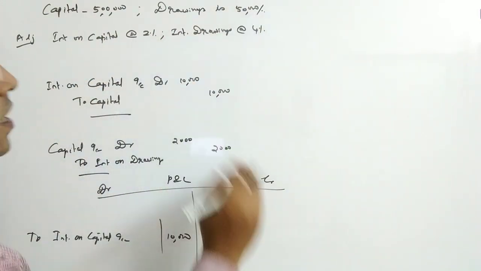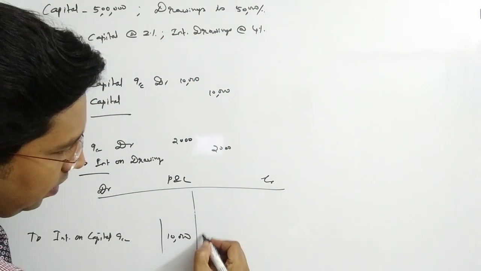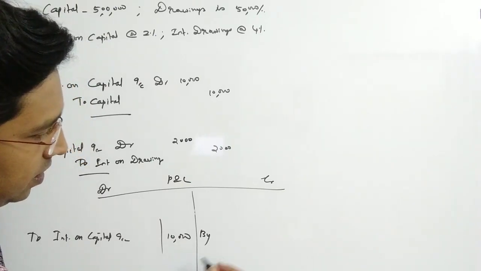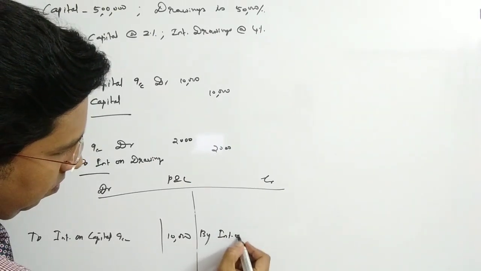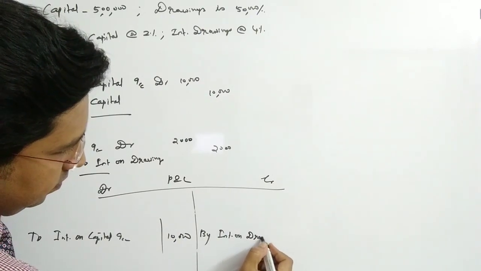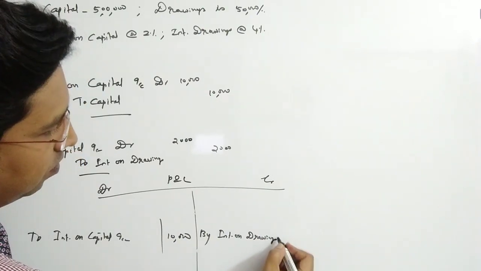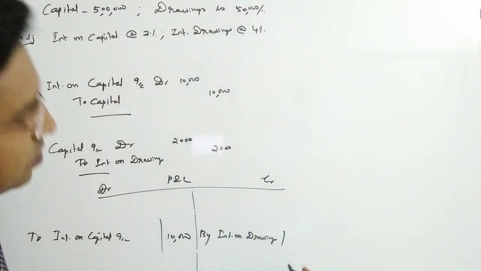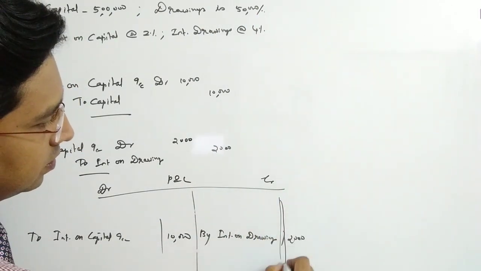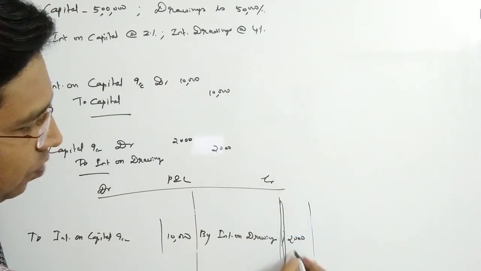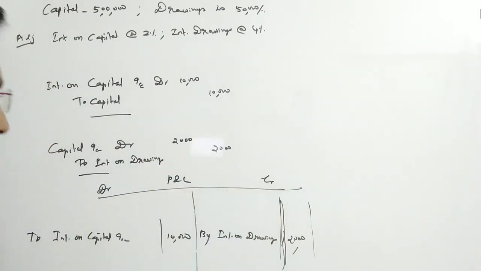So here it is a gain. Okay, so that's why it is shown on the credit side of the P&L. Start with the keyword "by" interest on drawings. Interest on drawings. How much? 5 into 4 is 2000. Okay, that is how it should be shown on the profit and loss account.